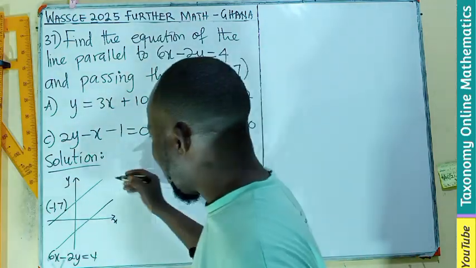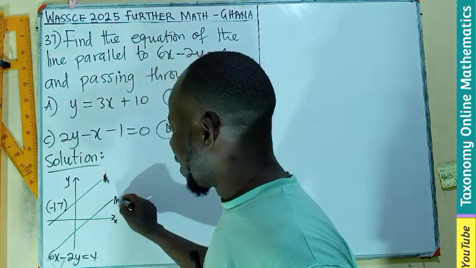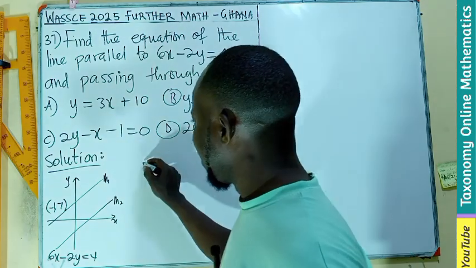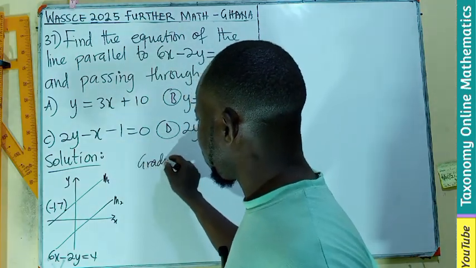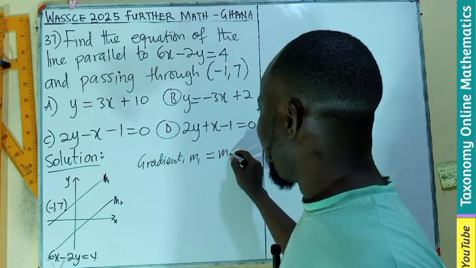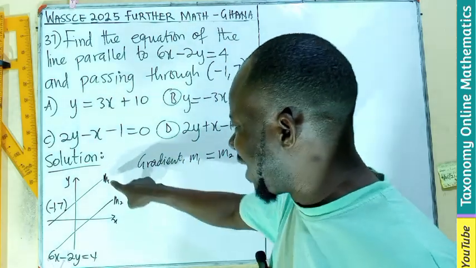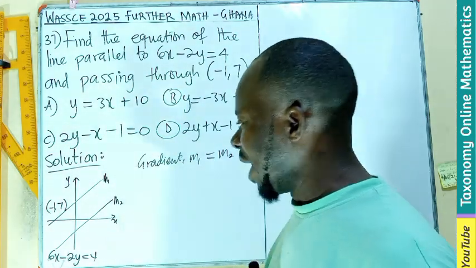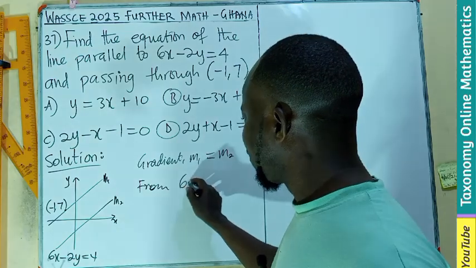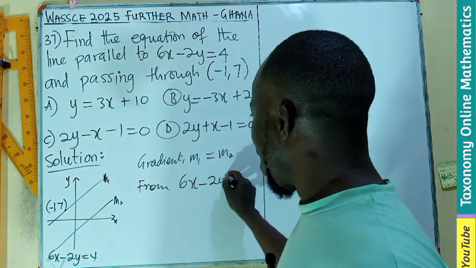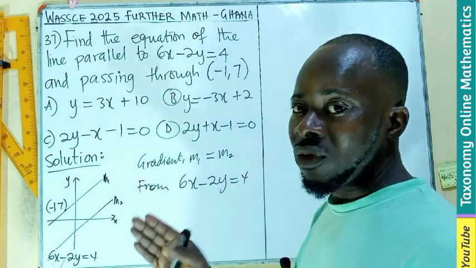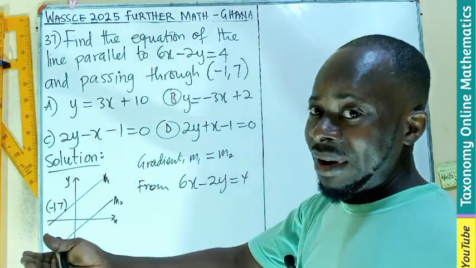But we know that if I am looking for the gradient of this line, the gradients of the two lines are equal if they are parallel. So we can say that gradient M1 equals gradient M2. So I just need a gradient here, which I can find from here. So I can say that from 6x minus 2y equals to 4, rewriting this equation in the slope-intercept form, I can find the gradient easily.